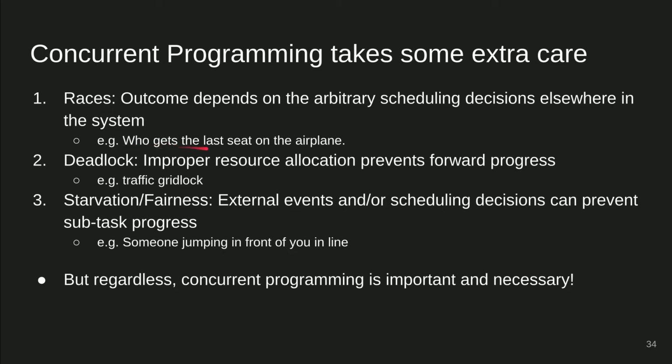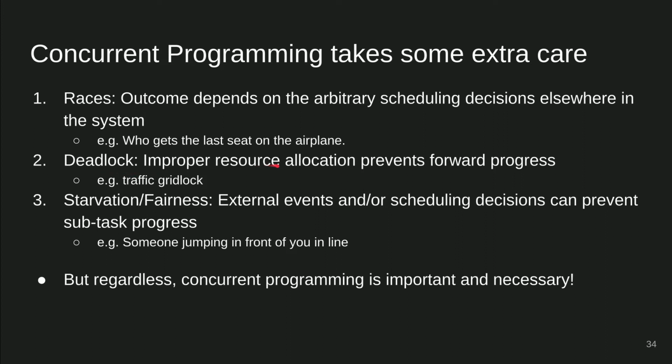So that's what we mean by data race. Okay, and sometimes this happens also in real life. If you've traveled on an airplane and been the last person on the plane where it's been double booked, who gets the last seat on the airplane? It's sort of just up to some arbitrary scheduling, who bought the ticket first, or whatever other criteria it's decided upon.